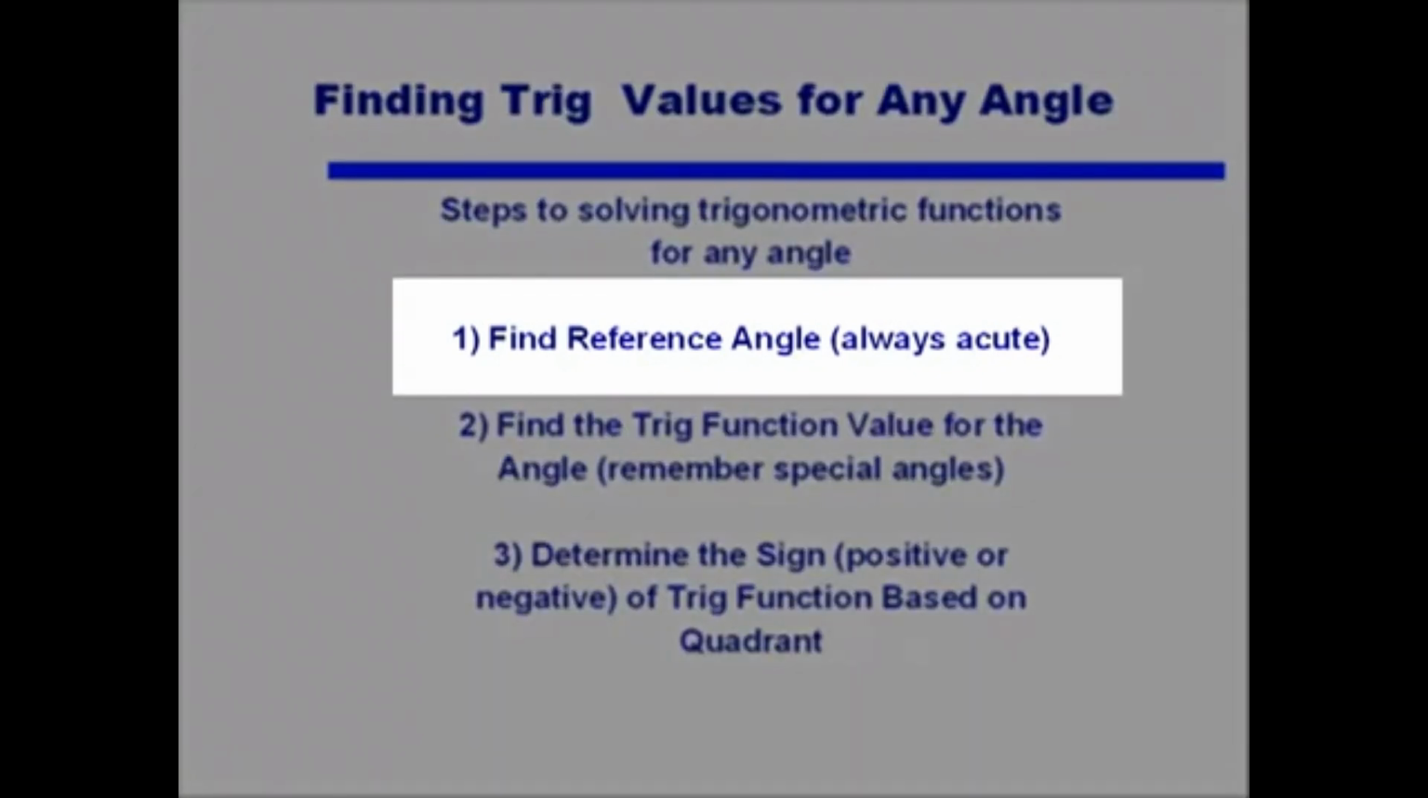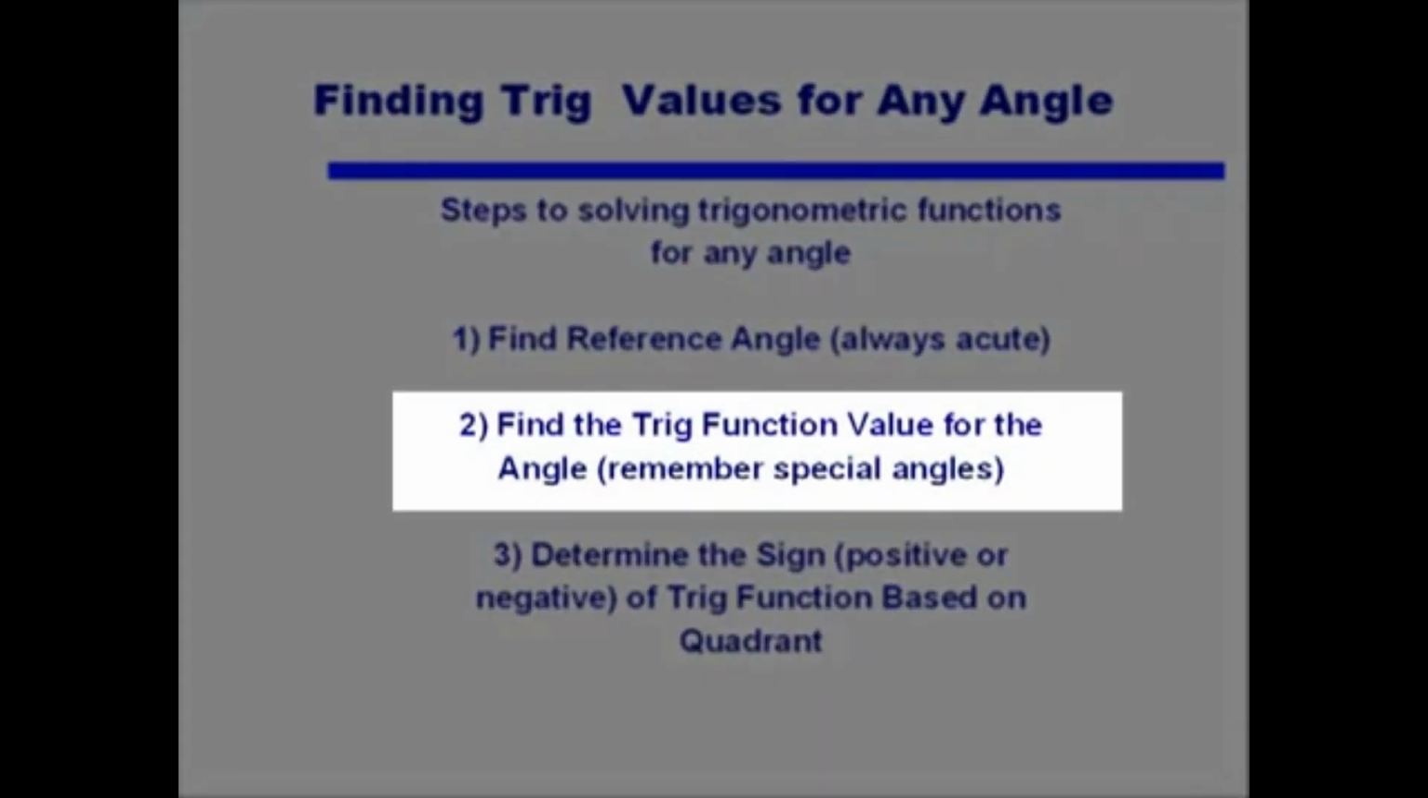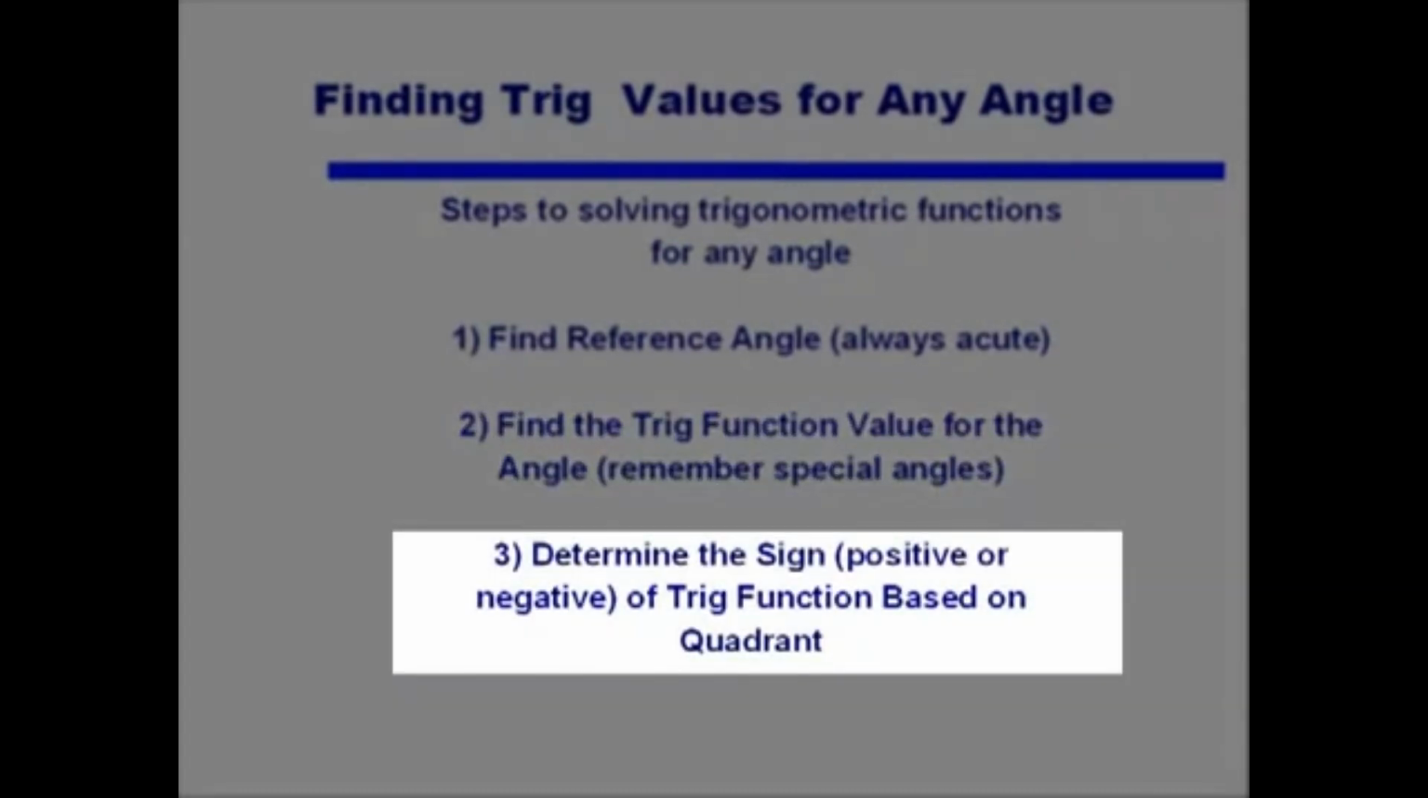First of all, we will find the reference angle. Remember, the reference angle is the angle between the terminal side of the angle and the x-axis. This angle is always acute. The second thing we'll do is find the trig function value for that reference angle we found. We're going to have to remember those special angles I asked you to memorize. Those were the 30 degrees, the 45 degrees, and the 60-degree angles. We'll be using those again. And finally, we have to determine whether the trig function is positive or negative based on the quadrant and which trig function we're talking about.